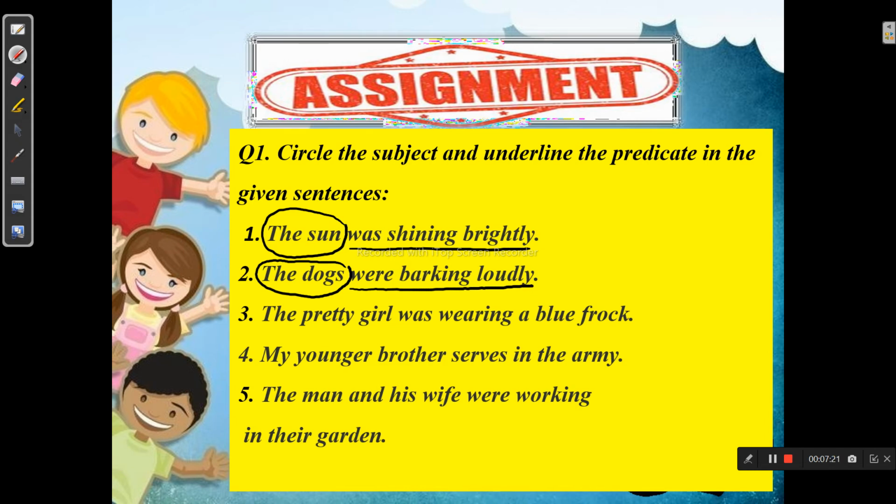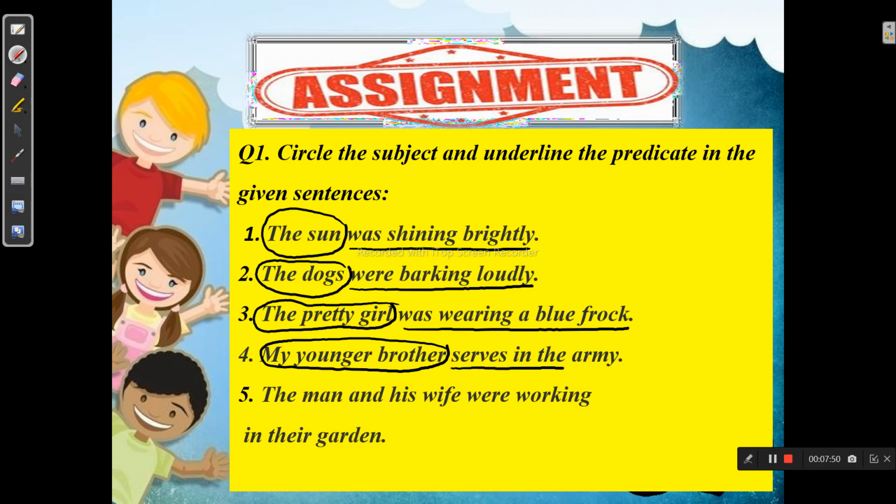Third, the pretty girl was wearing a blue frock. Whom we are talking about in the sentence? Who was wearing a blue frock? The pretty girl. So the pretty girl becomes subject. Was wearing a blue frock becomes predicate. Fourth, my younger brother serves in the army. Who serves in the army? My younger brother. So my younger brother becomes subject. Serves in the army becomes predicate.